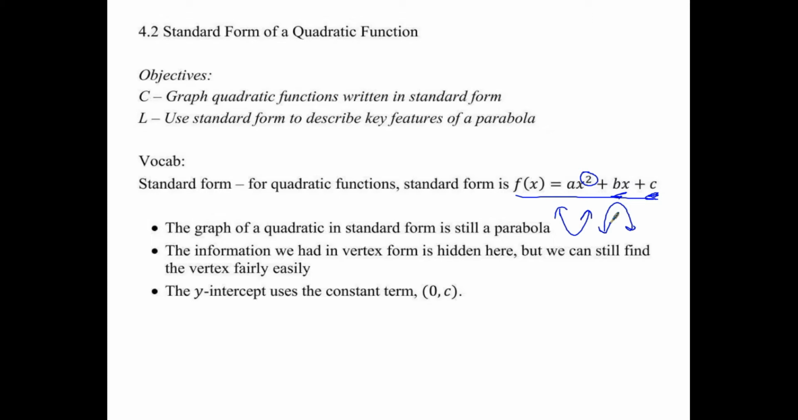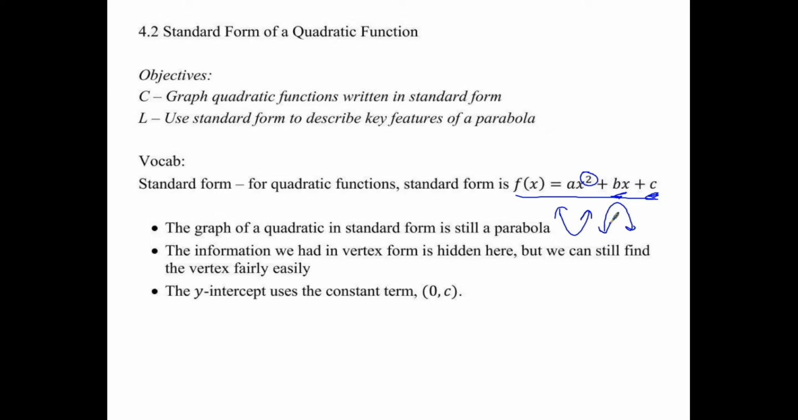We don't have that luxury here. We know that it's going to be a parabola, but we don't know everything we need to know about it when we're looking at standard form. We know some information, but not all of it. We can still find the vertex fairly easily, but we're going to have to do a little bit of work, and that's what's going to make standard form a little bit more difficult to work with than vertex form.